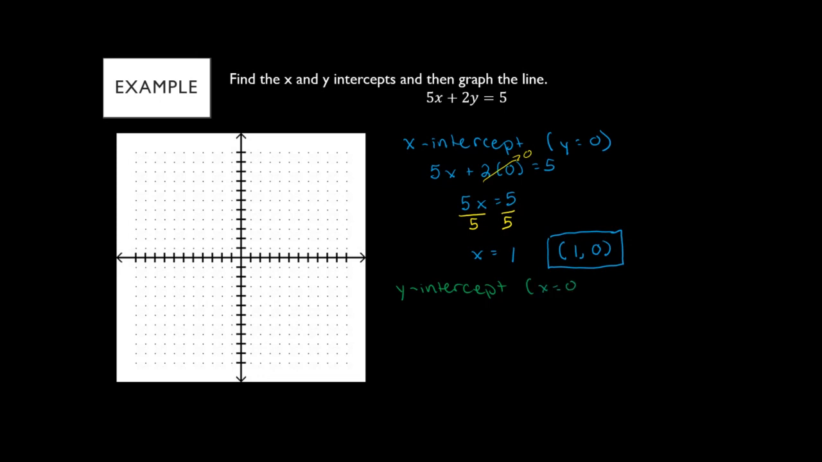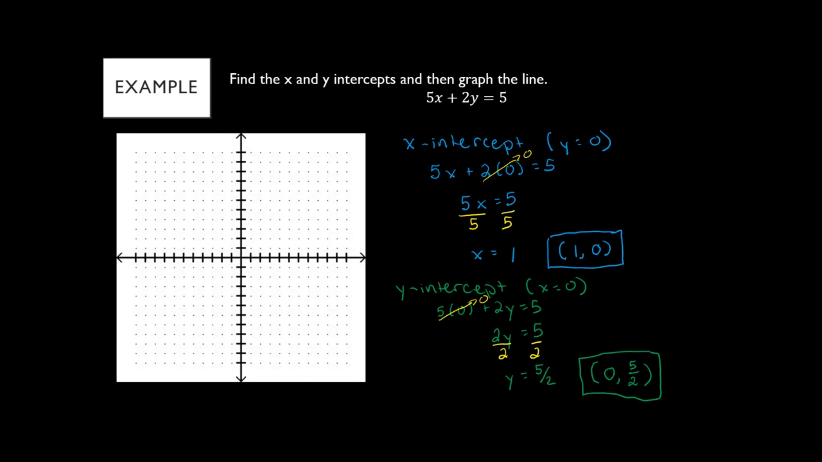So the y-intercept is where your x is equal to 0. So we're going to take that equation, 5x plus 2y equals 5, and I'm going to replace x with 0. And just like the 2 times 0, 5 times 0 is 0, so that basically cancels out. So we're left with 2y equals 5. So we're solving for y, so I need to divide both sides by 2, and we are going to get a fraction here. We're going to get y equals 5 halves. So our y-intercept is going to be 0 for x, and then 5 halves for y.